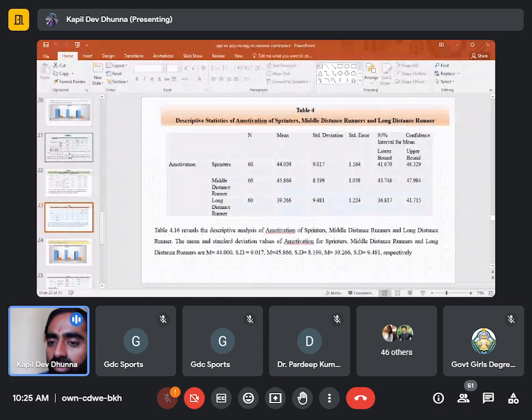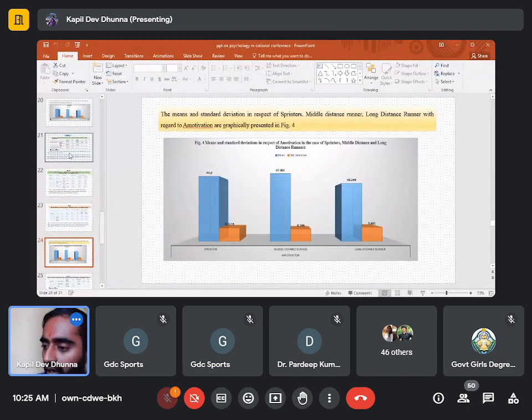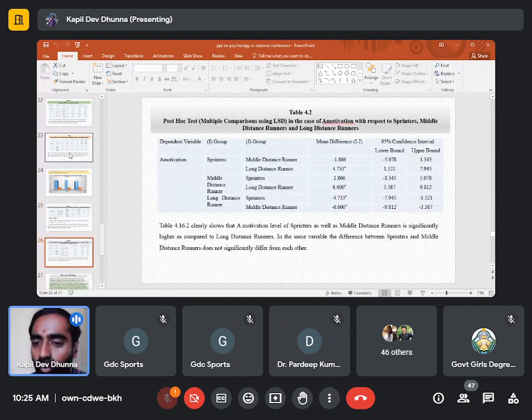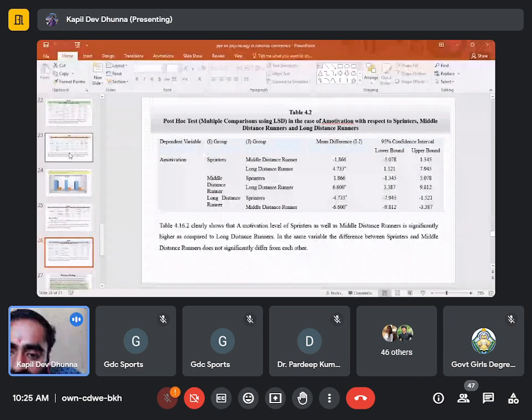This is the descriptive statistic in A motivation. You can see the mean and standard deviation. This is the graphical representation. The F value here in the A motivation variable is 8.737 and the P value is 0.00. So it is also statistically significant. Post hoc tests were applied in this variable also.